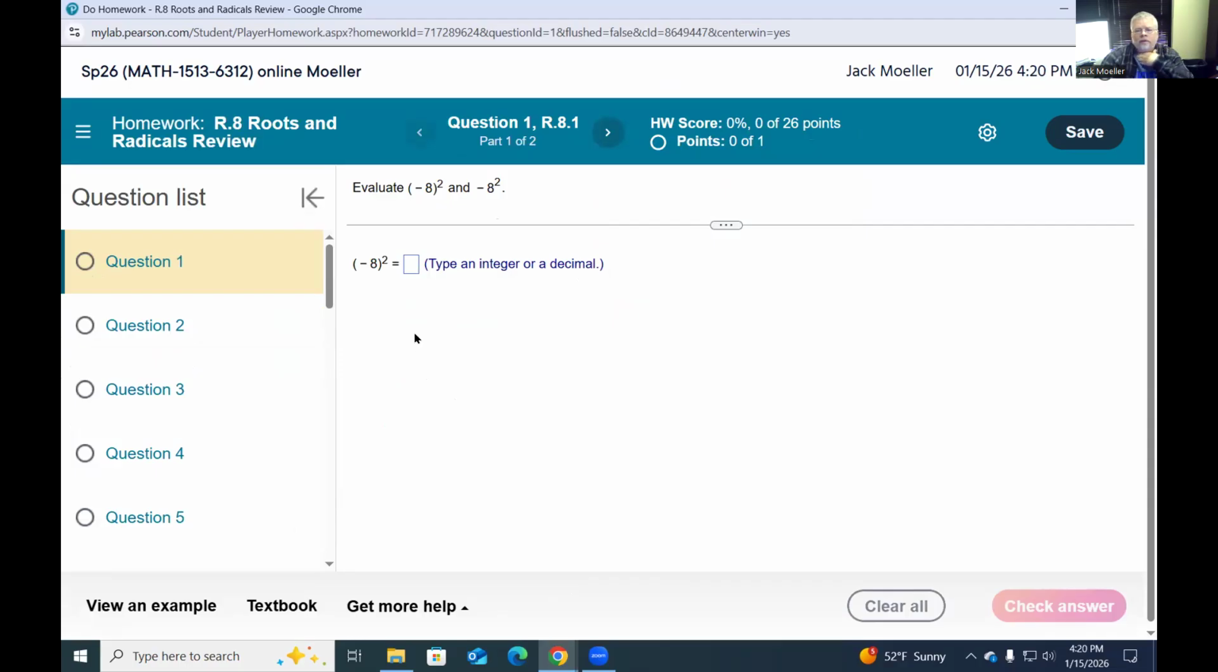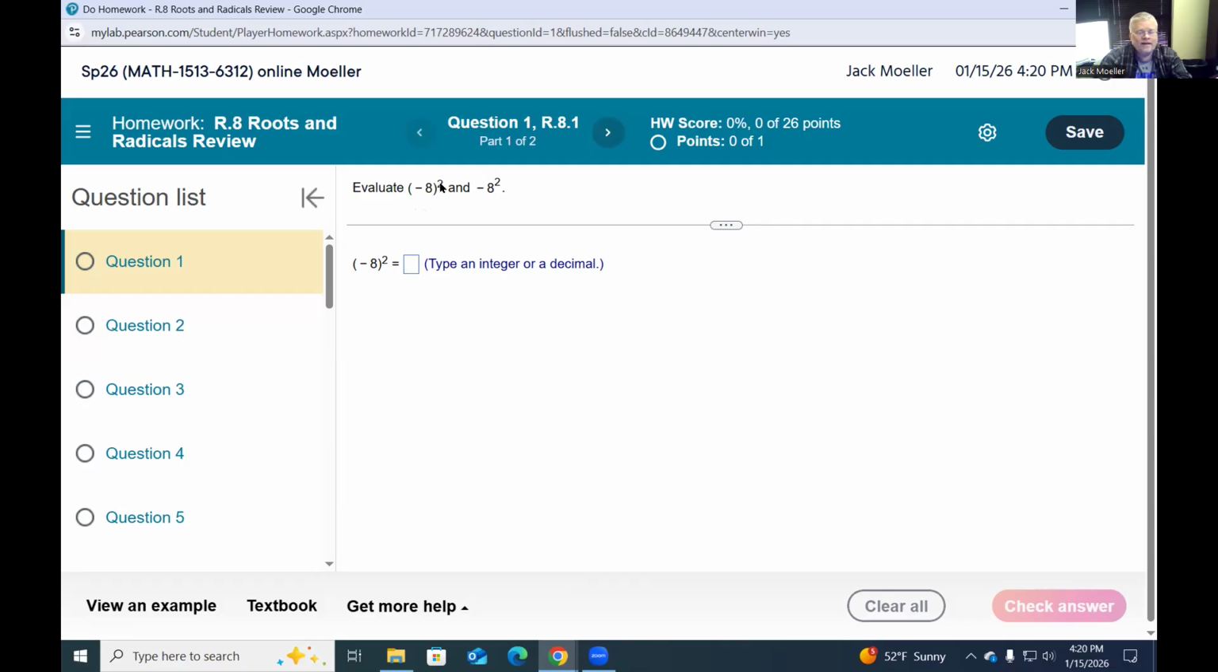Number one, this is a good little review. We just talked about this, and so this is a good place to start. So what's the difference between (-8) squared with parentheses and -8 squared without parentheses? Well, (-8) squared means -8 times -8, so that's a positive 64. -8 squared without the parentheses means there is one negative, so that's the opposite of 8 squared. So that would be a -64.